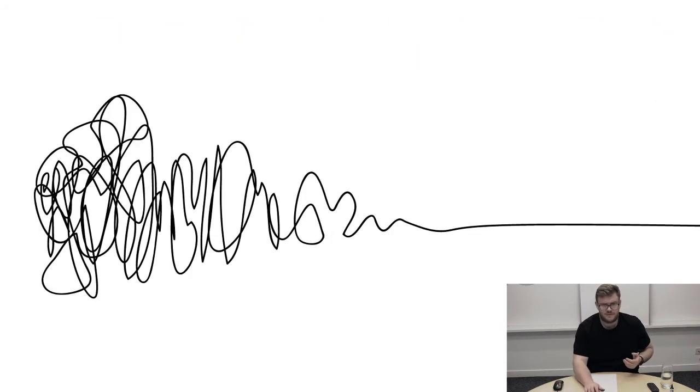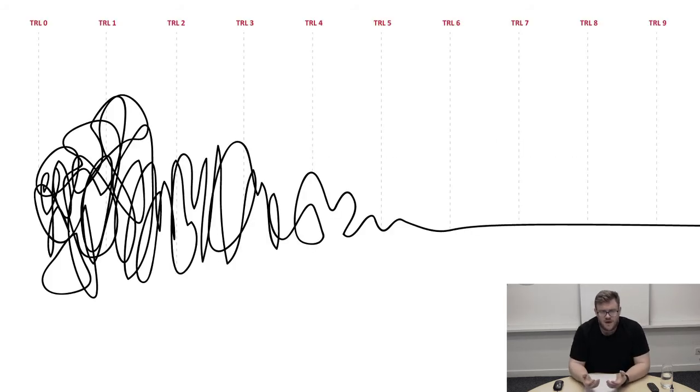squiggle, this. Time's not displayed on here, and I should probably do an updated diagram to show what time's like with the squiggle. But to progress from TRL 0 to TRL 3, as I mentioned, you can probably do that within about 3 to 4 months.